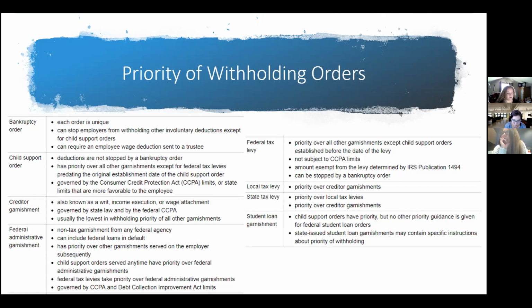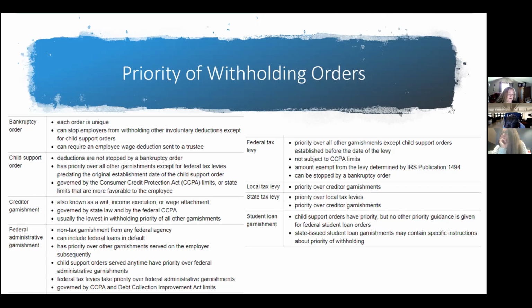Those are really important. Creditor garnishments, also known as a writ or a wage attachment, are usually the lowest priority. Unfortunately, child supports and tax levies and things like that are going to take precedence over those creditor garnishments, unless you have a creditor garnishment like we saw in that example a couple of slides ago that was already in place when a federal tax levy was received. But child support is king.